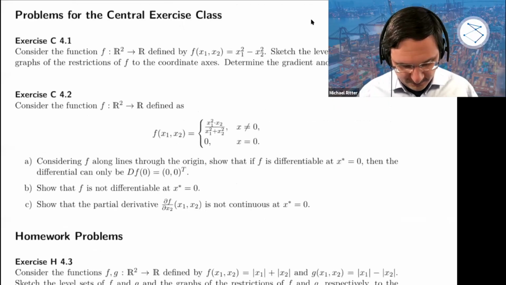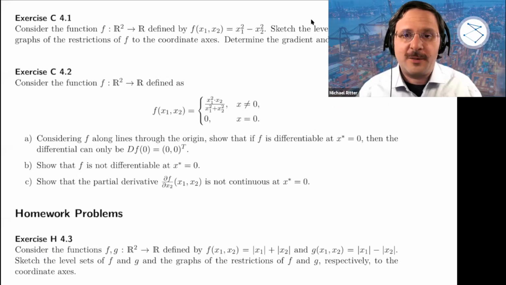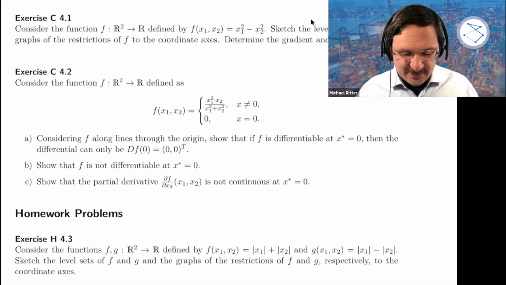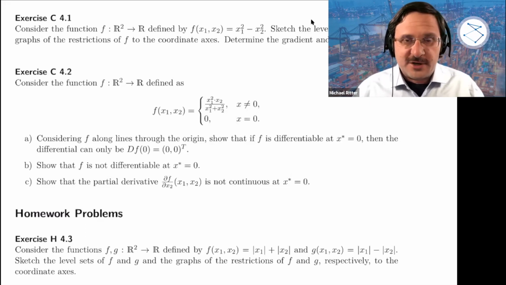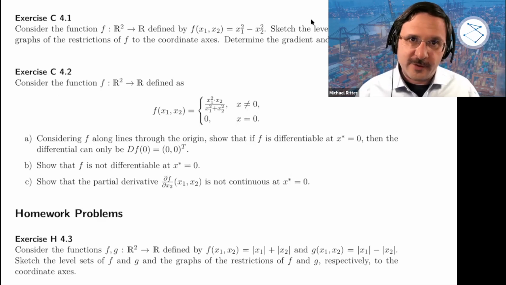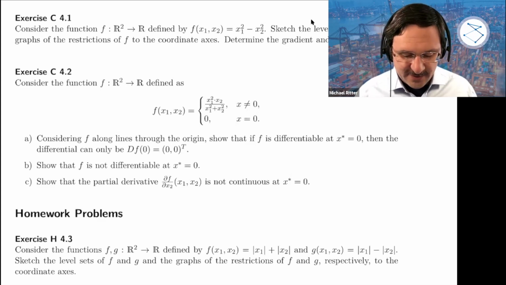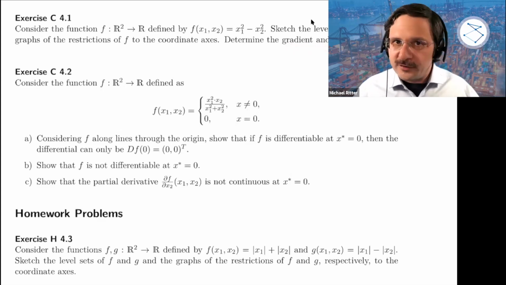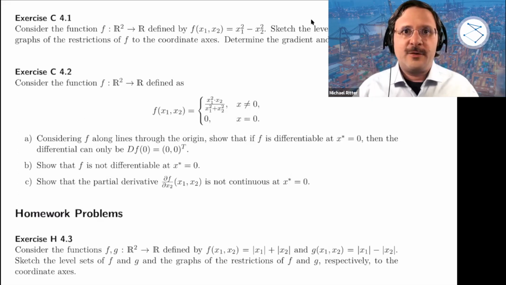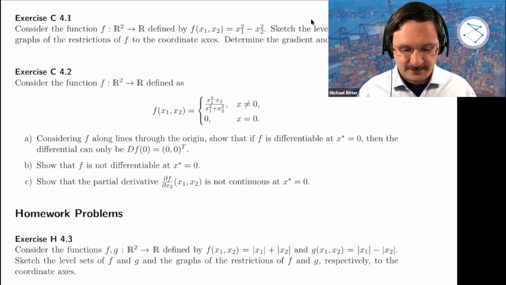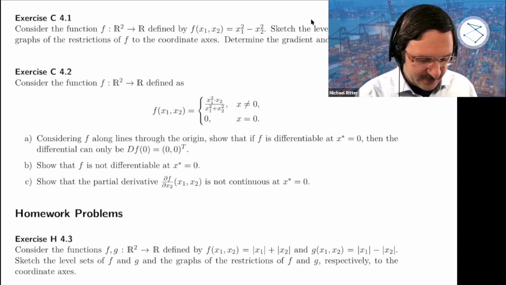So let's start right away. We'll be discussing sheet number 4 today. We have two central exercise problems on sheet number 4. The first one deals with visualization of a function, basically, and also with the main topics of last week's videos, which were partial derivatives, gradient, and Hessian. And the second one also deals with that topic, plus with the more general idea of differentiation and the total differential. So let's start with 4.1.